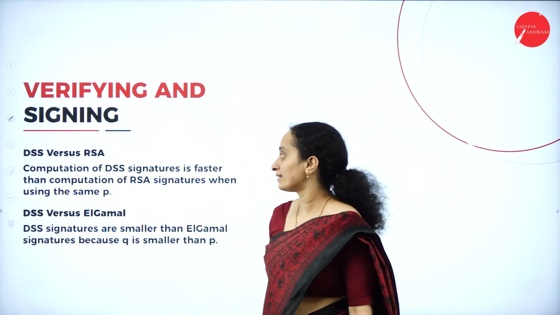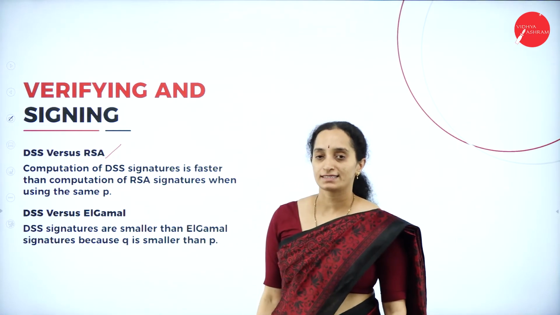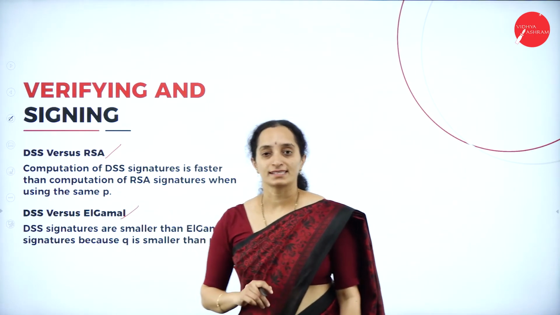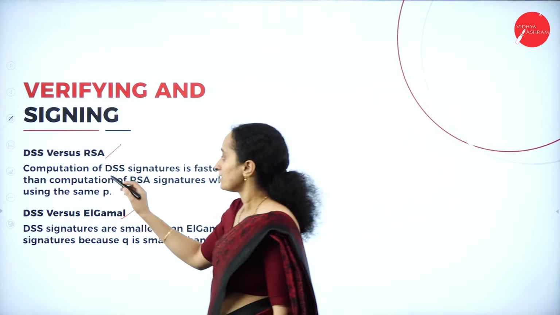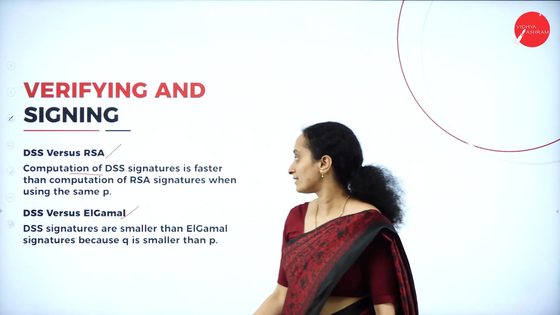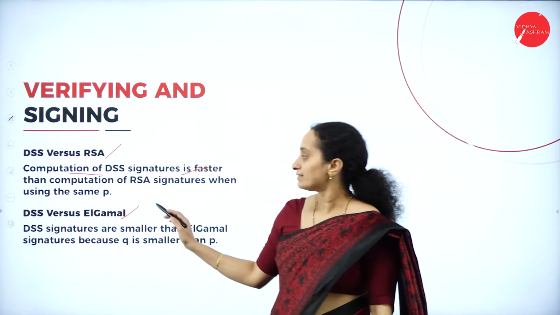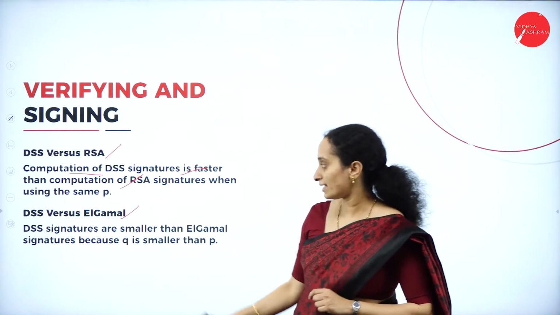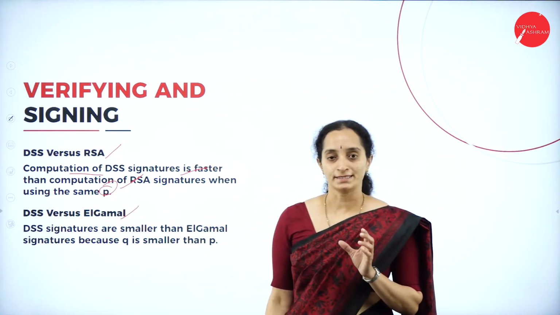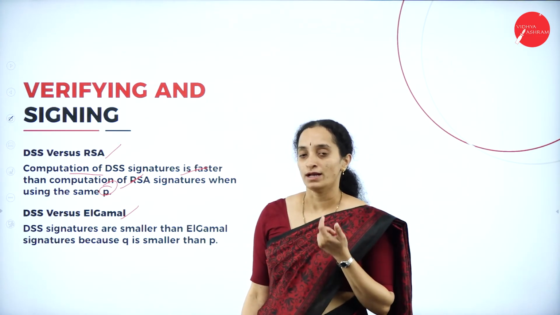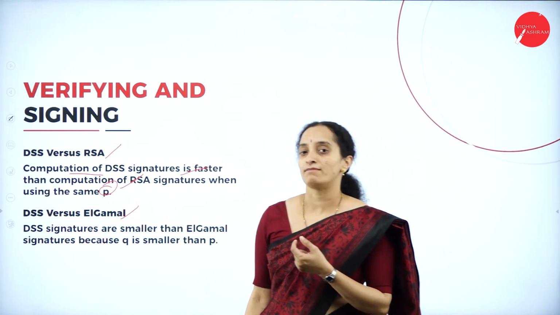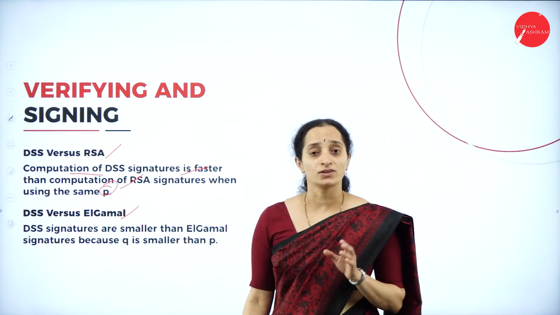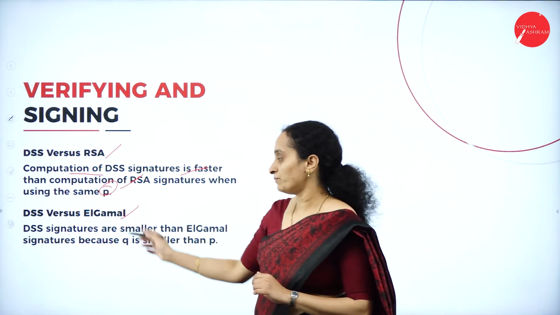Next, we shall look at DSS versus RSA and DSS versus ElGamal. What is the difference? The computation of DSS signatures is faster than the computation of the RSA algorithm. The execution speed is higher because of the expressions we use, the values, and the congruence operation we use in DSS.